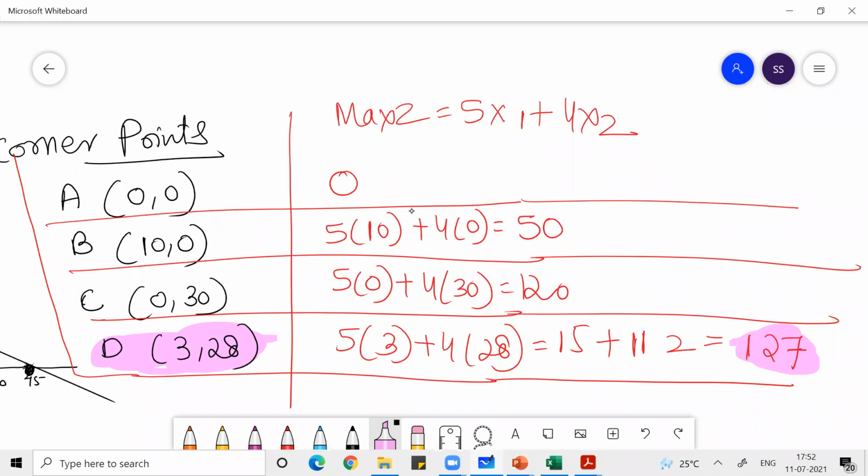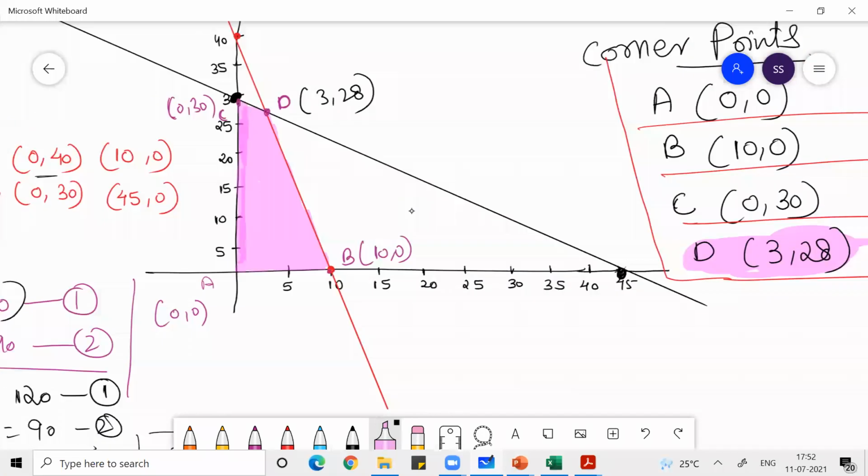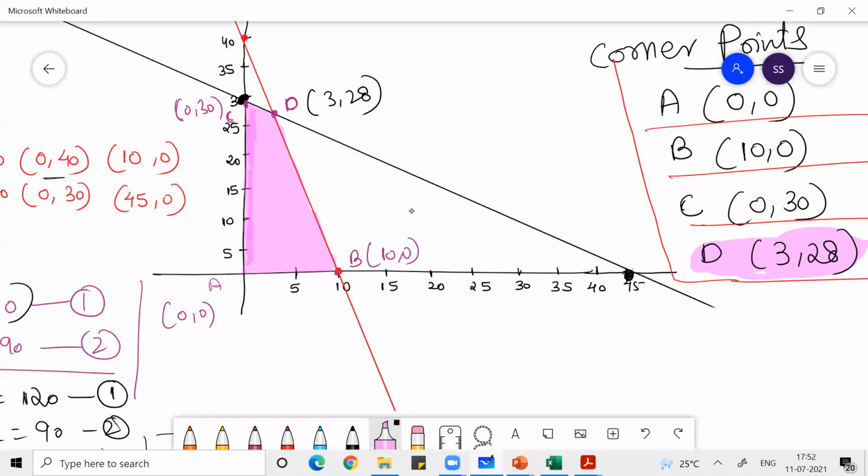Excuse me, sir. Please ask me. Sir, is it 5 into 10 is 50? It's okay. Plus 4 into 0. What we have to do for that value, sir? Actually, now what we are trying to do, we get the corner points. What are corner points, sir? The vertices of the feasible region.